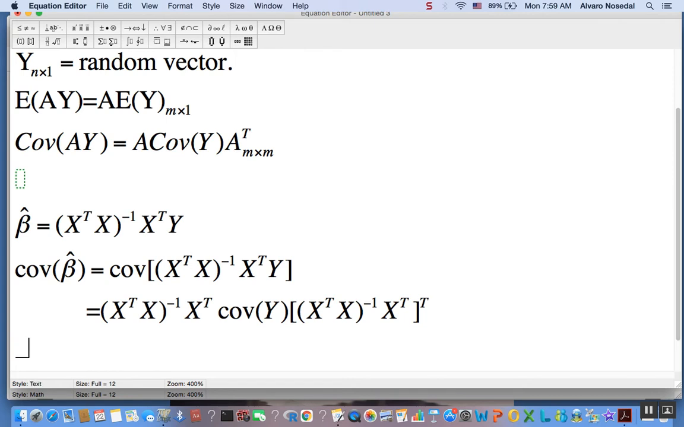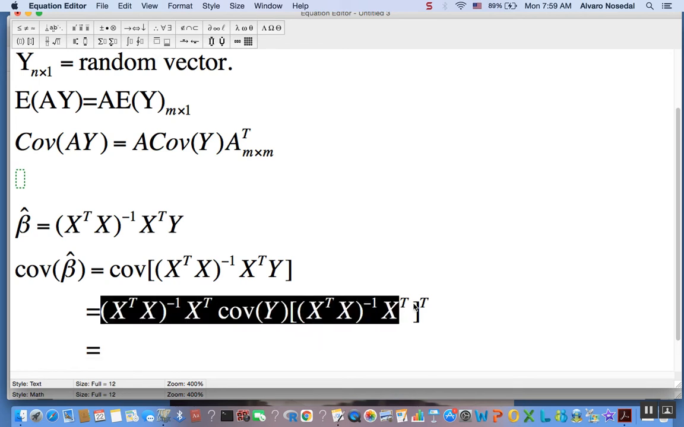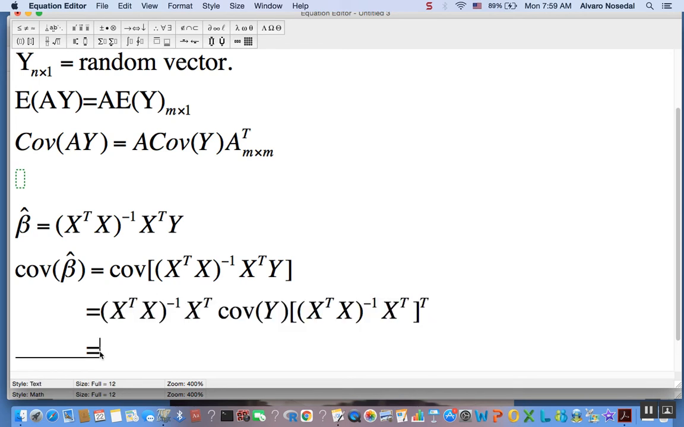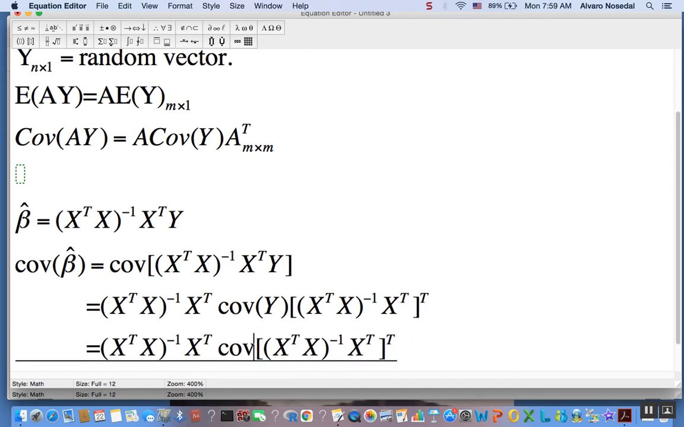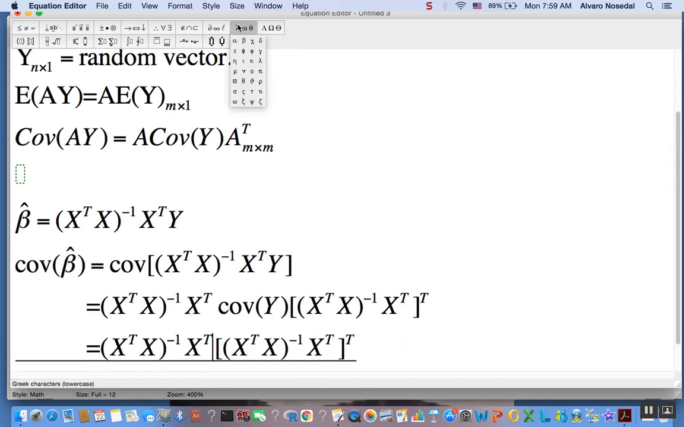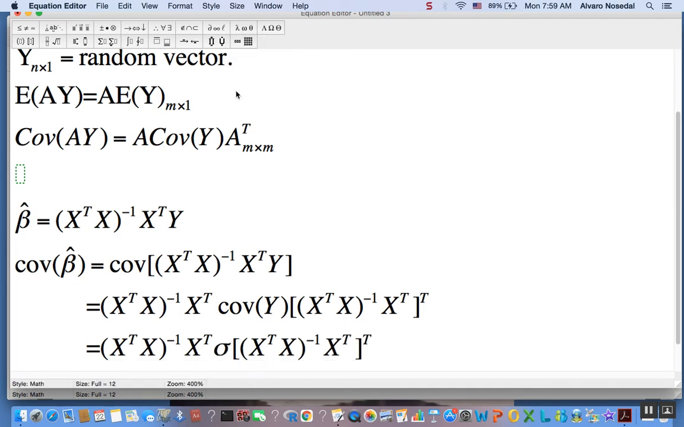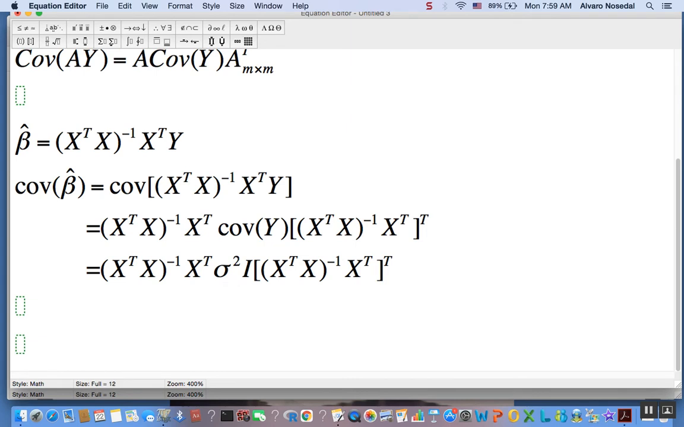And then we just have to do a little bit of algebra. We know that the covariance matrix of Y is going to be sigma squared times the identity. Okay, so let me substitute that. Sigma square times the identity. This is a constant, so we get to pull it out.